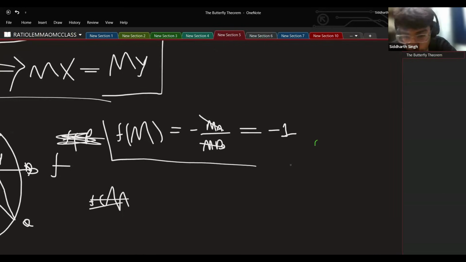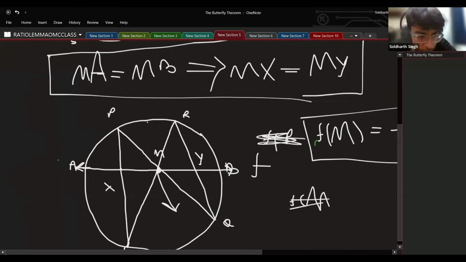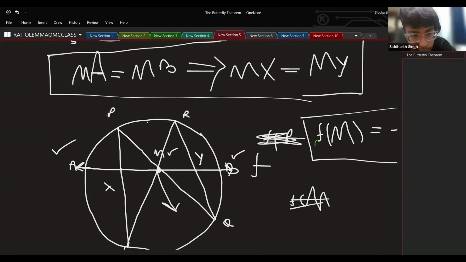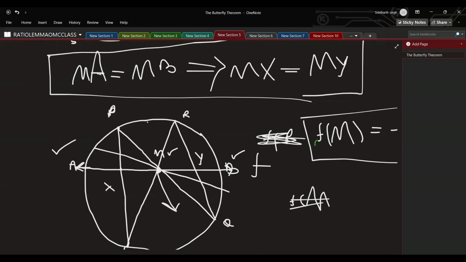How many points do we need to calculate? Okay, so we have A, we have B, we have M. But can we calculate P? We cannot. The main motivation is that we cannot actually calculate P. This is due to the fact that this is a variable chord. It just has to pass through M, so anything could happen to it. We don't actually know the ratio of P.